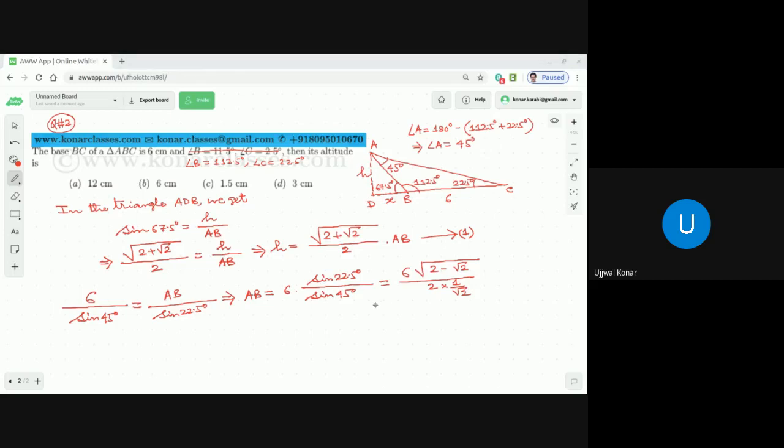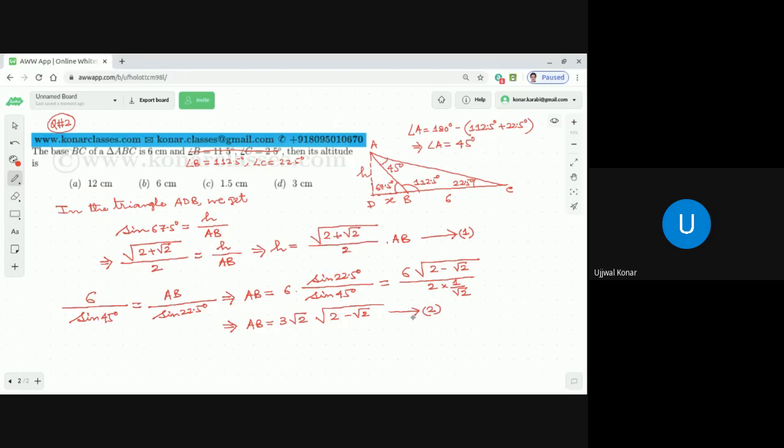So from here we find the value of AB is equal to 6 into root 2 by 2, that is equal to 3 root 2. So you can write AB is equal to 3 into root 2 into square root of 2 minus root 2. So this we can call equation 2.